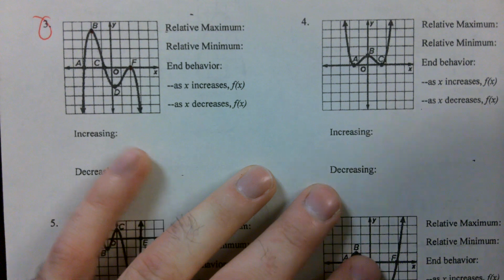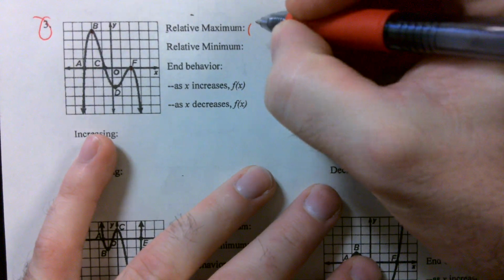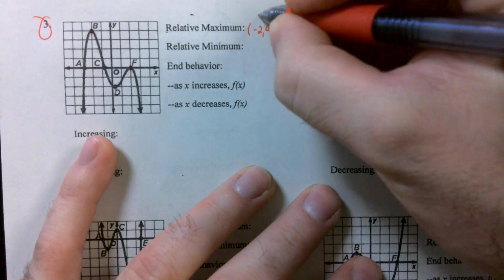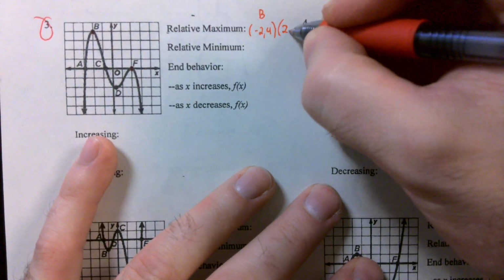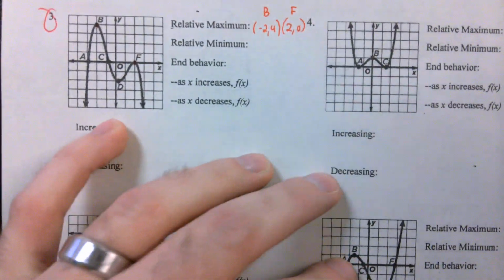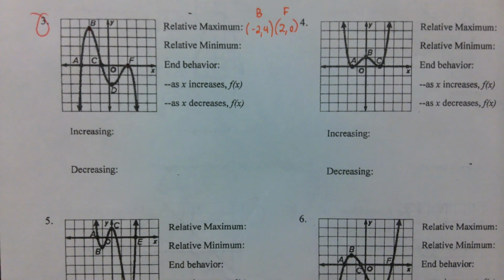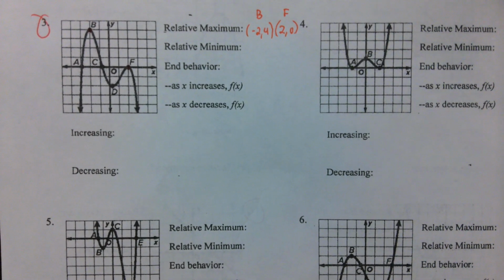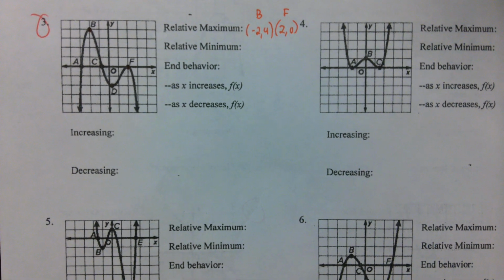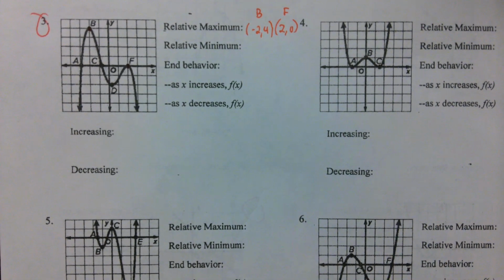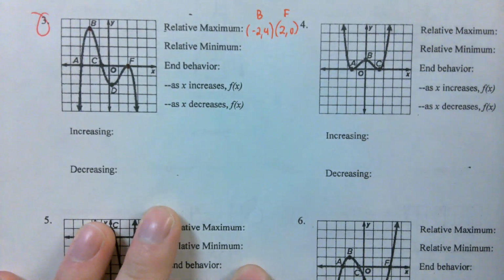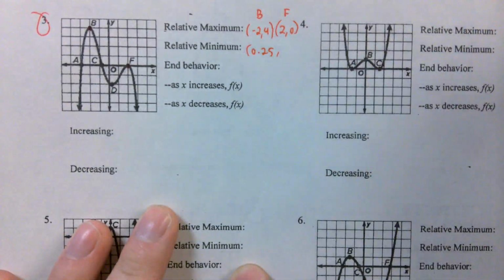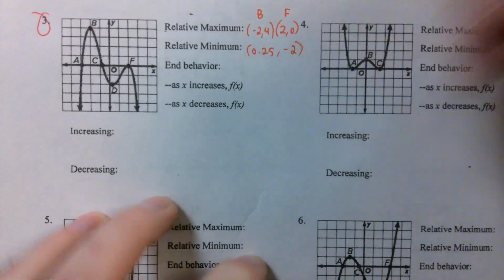So B would be at -2, 4. F would be at 2, 0. Right? Everybody with me so far? Yeah. What letter represents my minimum? D. It's my little scoop, my dip down here, which looks like it's at about 0.25, comma, -2.